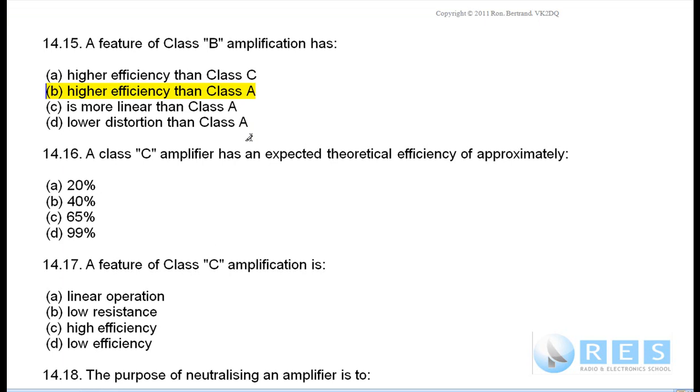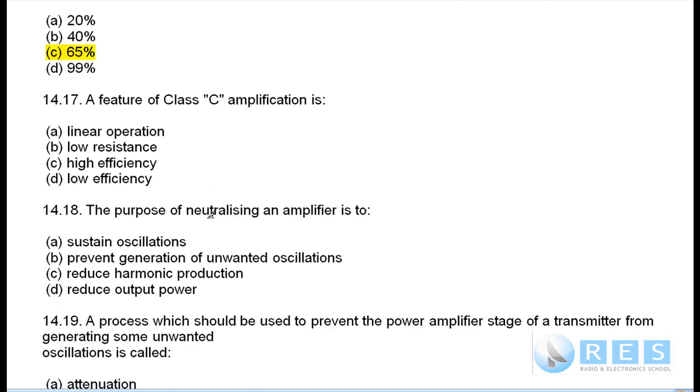A class C amplifier has an expected theoretical efficiency of about 65%. It can be higher than that, it can be 60 to 80%, but it'll always be clear if you're asked the question. It's the highest efficiency between 60 and 80%. 14.17, a feature of class C amplification. Yeah, I hope I don't have two correct answers in this one. Well, it's not linear, it's not low resistance, it is high efficiency. Class C amplifiers are very efficient.